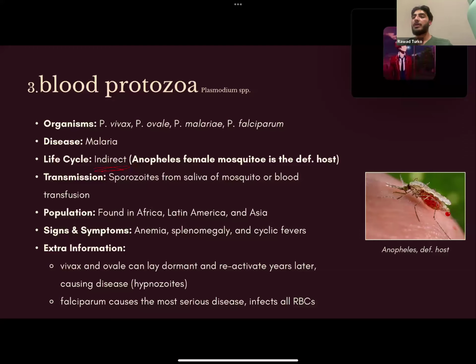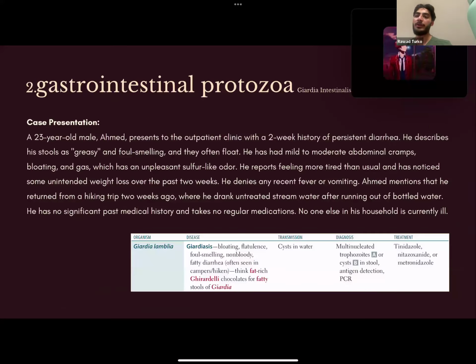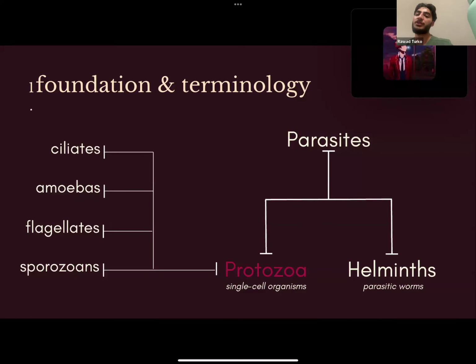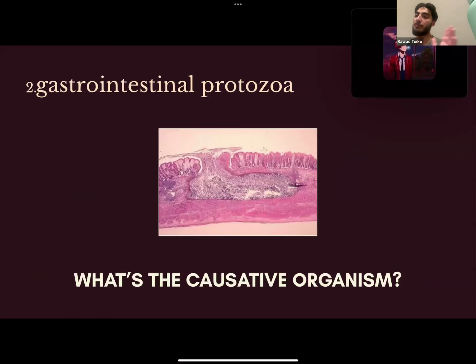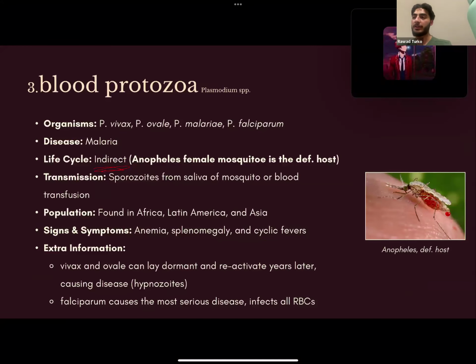So the word sporozoites, I guess you guys could tell from the definition, basically means it's immobile at this stage. Sporozoites, as in sporozoans. You remember we talked about the movement of the protozoa and how we can classify them into sporozoans, flagellates, amoebas, and ciliates. So in this case, the sporozoites would be immobile. Again, not that important, just a way to help you remember the movements. Populations are found in Africa, Latin America, and Asia. Again, not that important.